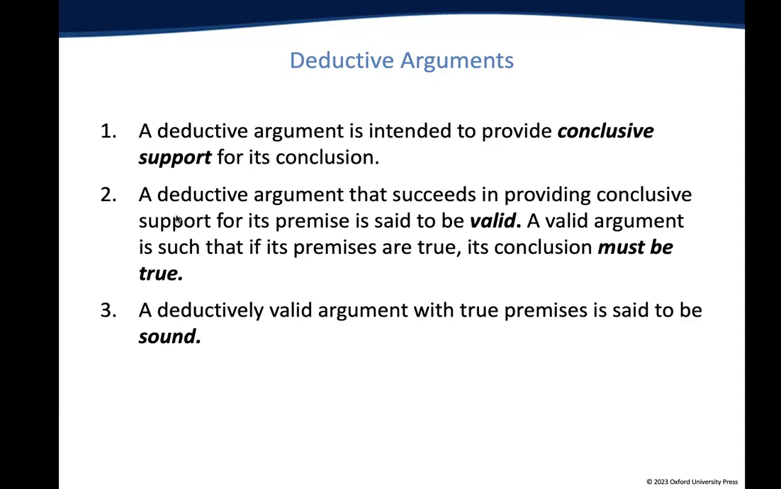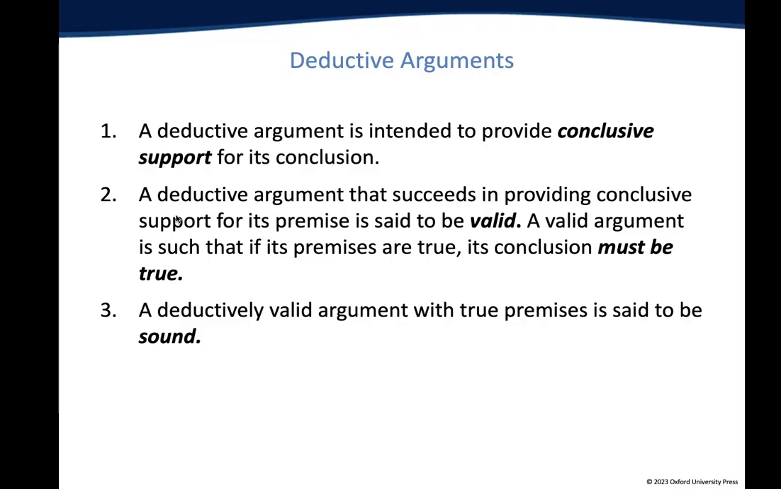And in some of those exercises you were doing at the end of chapter 3, that's one of the things you are asked to do. First of all, determine what type of argument it was, and then if it's a deductive argument, is that argument valid? So a deductive argument that succeeds in providing conclusive support for its premise is said to be valid. A valid argument is such that if its premises are true, its conclusion must be true.